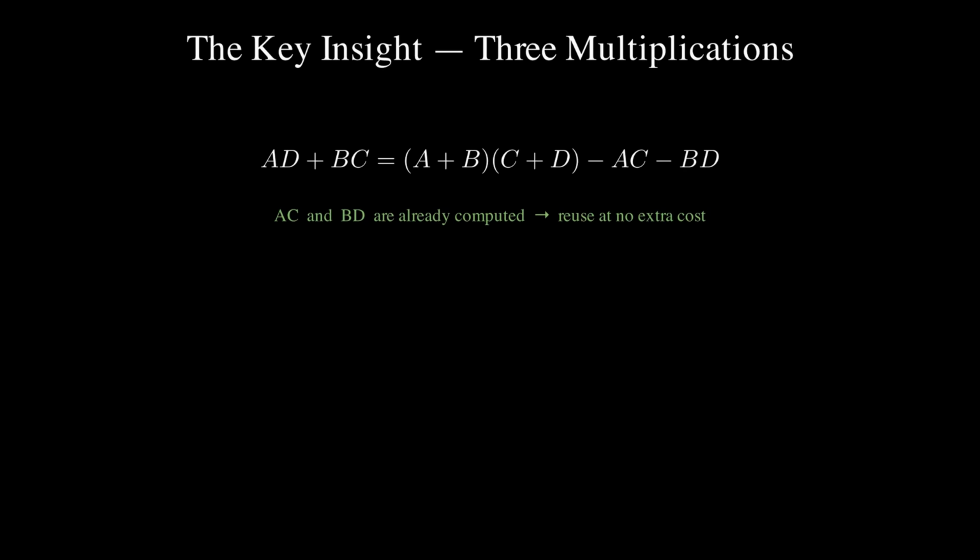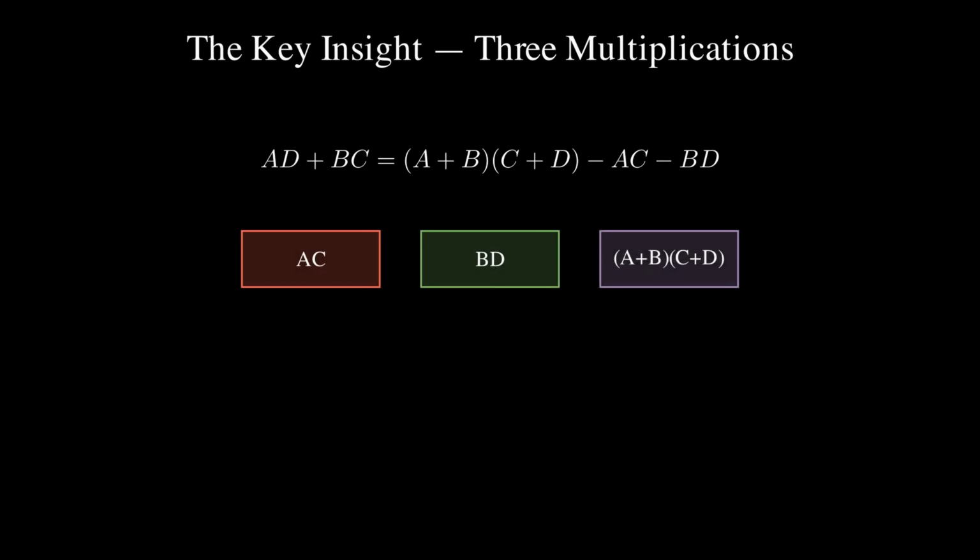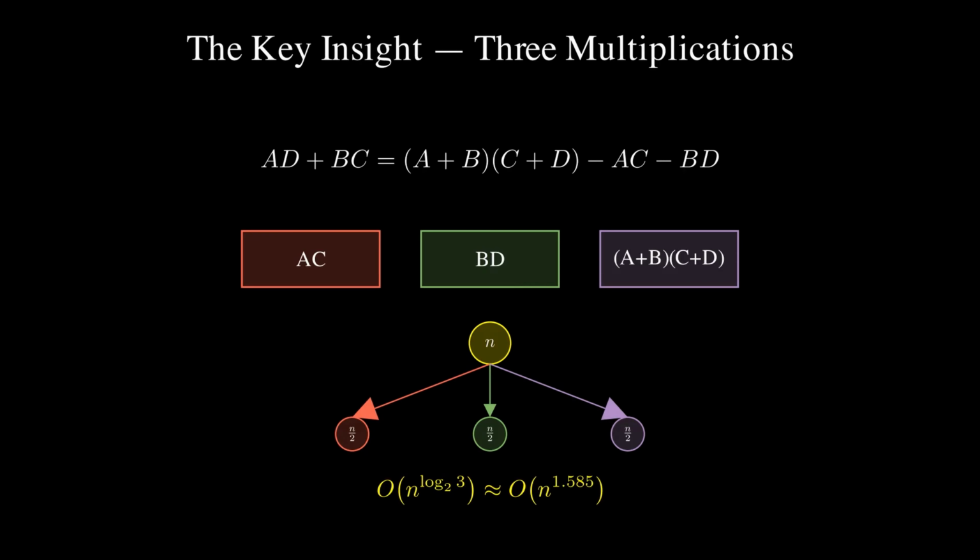That means the 3 distinct recursive multiplications are a times c, highlighted in red, b times d in green, and the product of a plus b with c plus d in purple. Every subproblem has half the digits of the original. The recursion tree now branches 3 ways at every level instead of 4. Summing the work over all levels is a geometric series, and when the algebra settles, we get O of n to the power of log base 2 of 3, approximately O of n to the 1.585. That is a provable improvement over O of n squared.